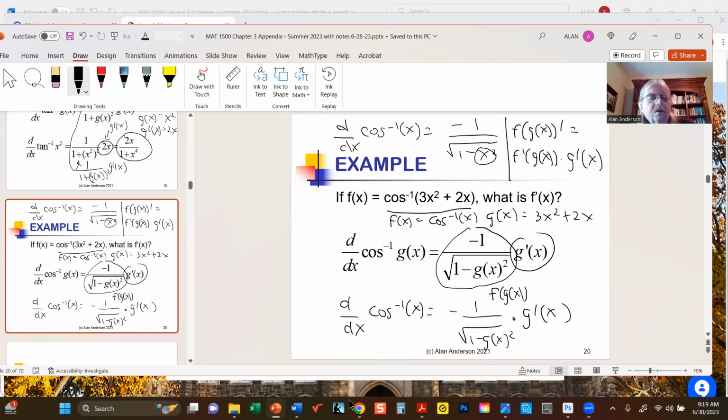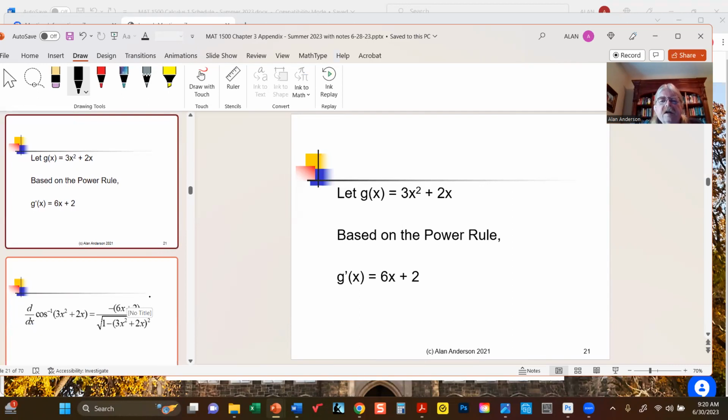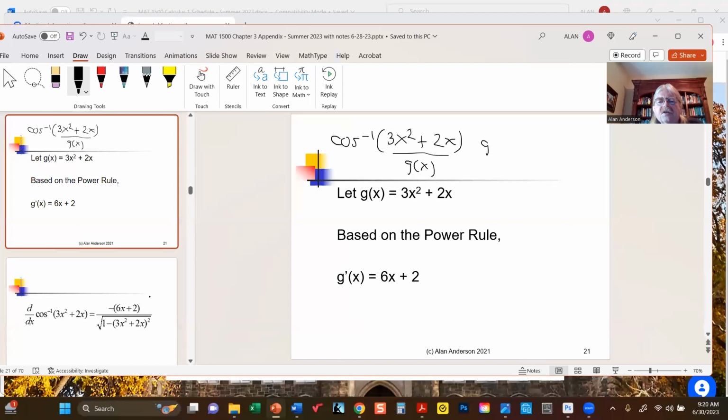Okay, so when you go through all those steps, again, this is our g of x, which implies that g prime of x, based on the power rule, is 2 times 3 times x to the 2 minus 1 plus 2 times 1 times x to the 1 minus 1, or more simply 6x plus 2.